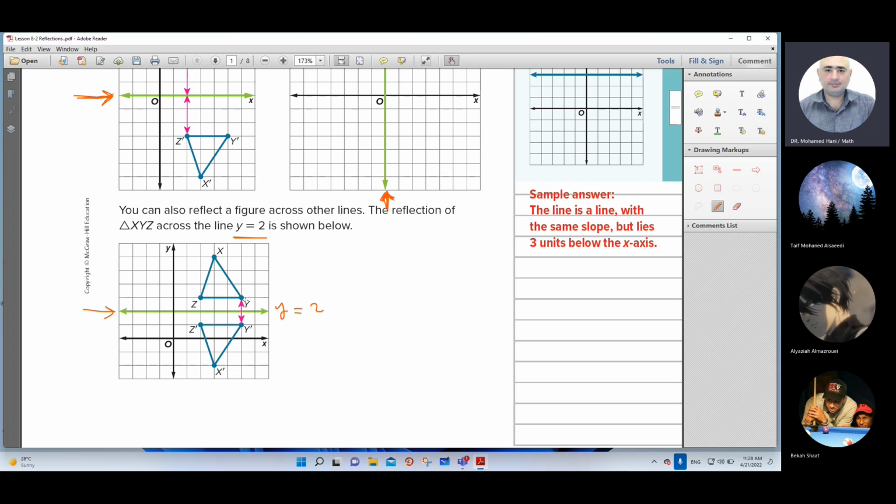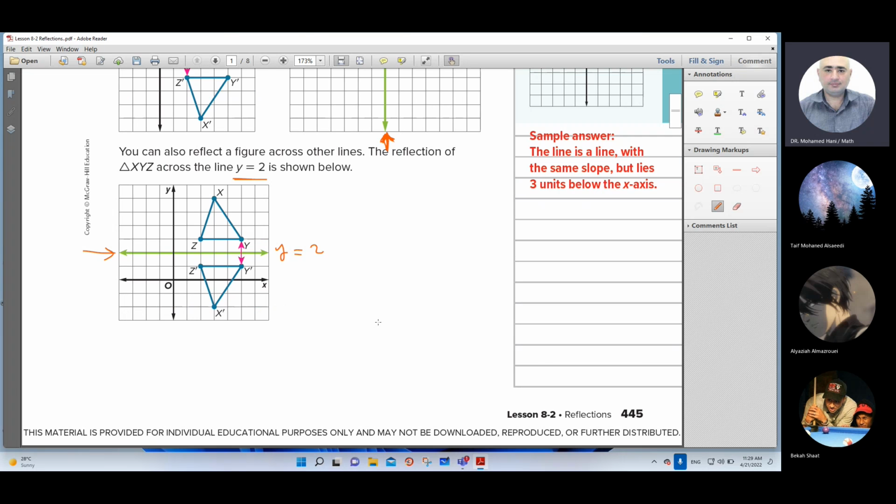Also, the distance from Y to this line equals the distance from Y prime to this line. The distance from X to this line equals the distance from X prime to this line. The distance from Z to this line equals the distance from Z prime to this line.